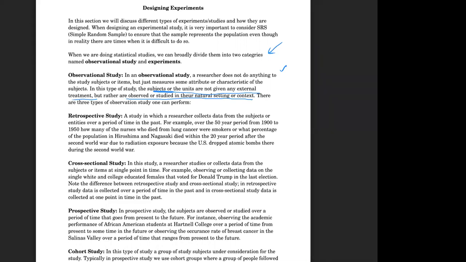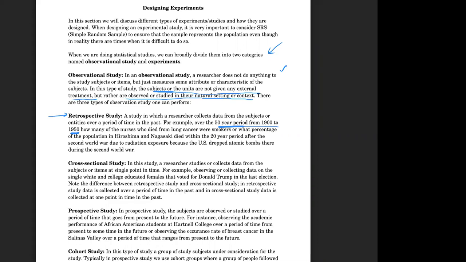So that's an observational study. Now there is something called a retrospective study. Okay, a retrospective study is basically where you go back in time and you collect data. That's retrospective. And one very good example I found online is this. Over 50 years ago, from a period of 1900 to 1950, many of the nurses who died from lung cancer were smokers. Or what percentage of the population? Okay, that's a different example.